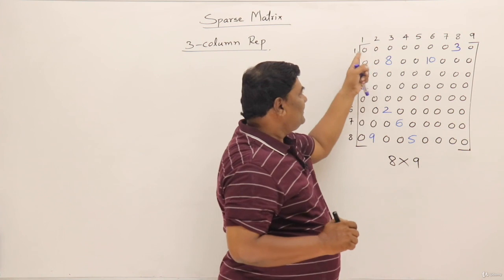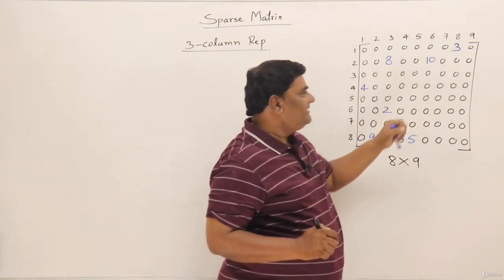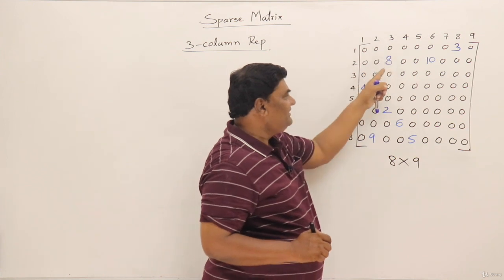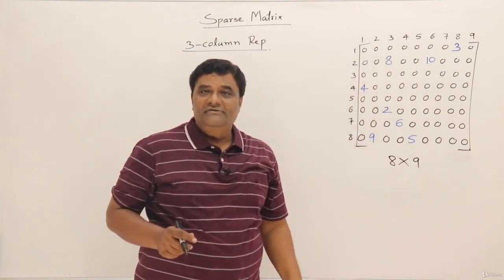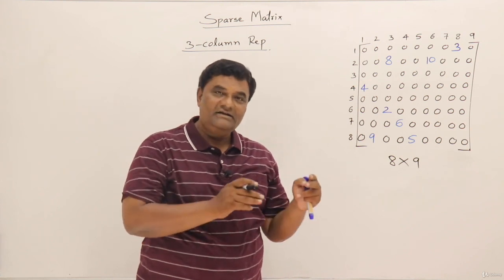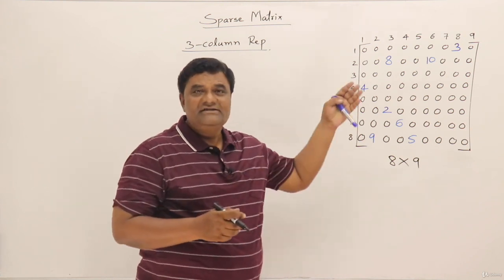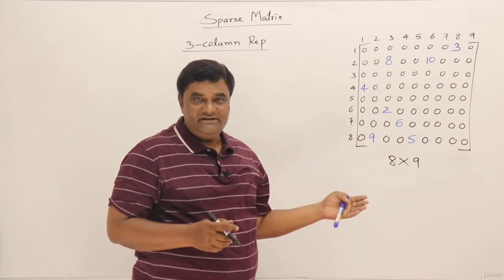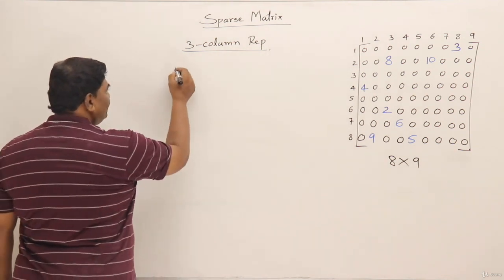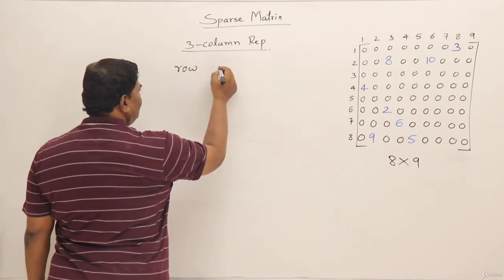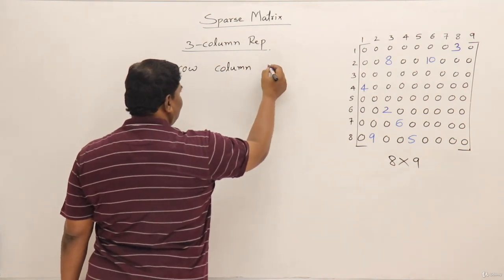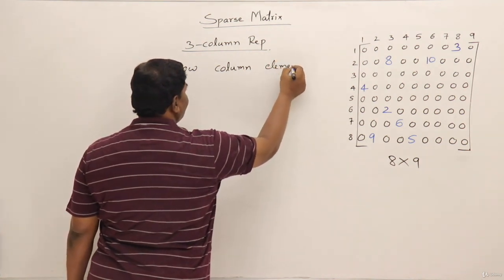So for 3, row number is 1, column number is 8 and the element is 3. For 8, this one, row number is 2, column number is 3 and the element is 8. So we will have a tuple of 3 values: row number, column number and the element. We can have a list of tuples, which we can call coordinates, or we can represent them in the form of 3 columns. First column is row, the second column is column number and the third one is the element itself.